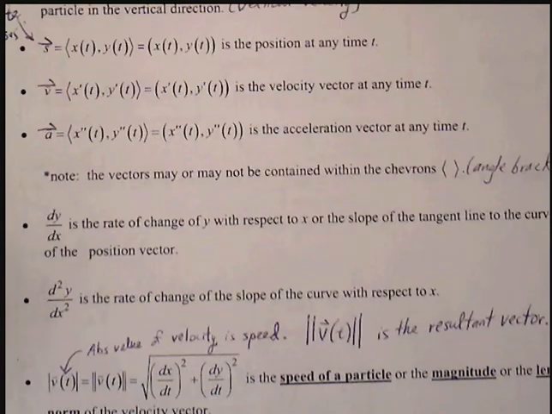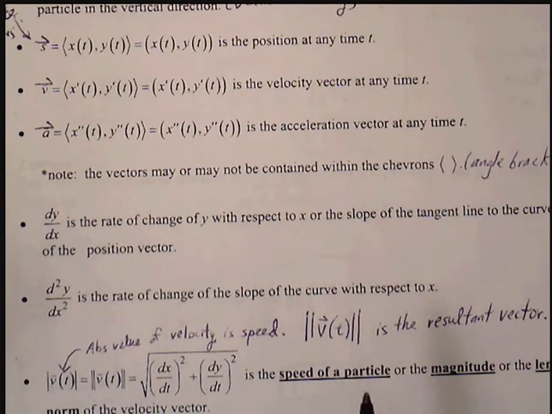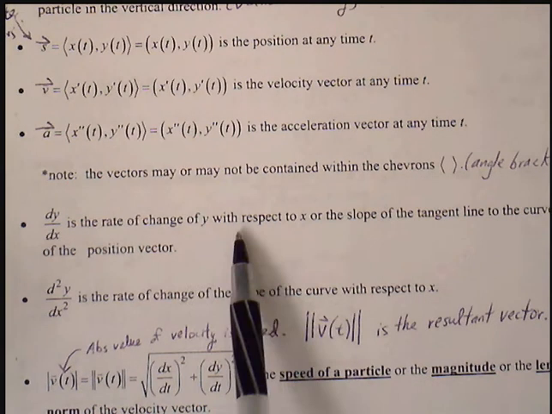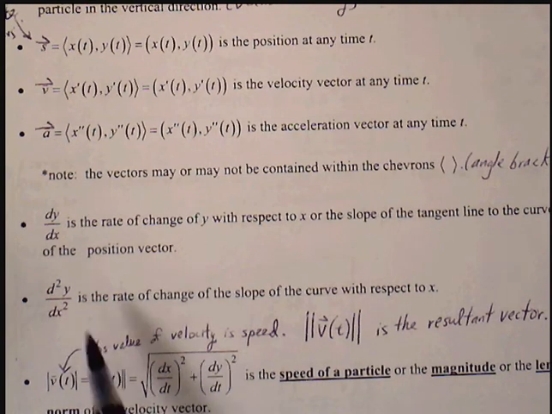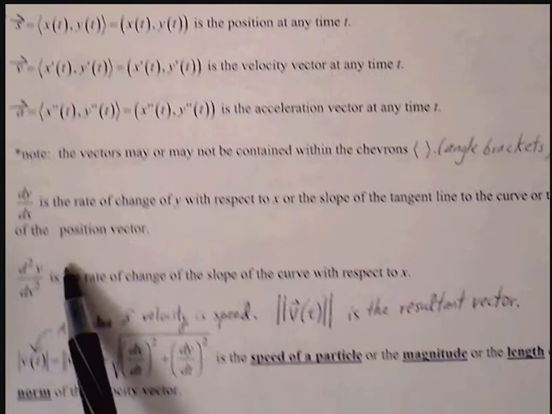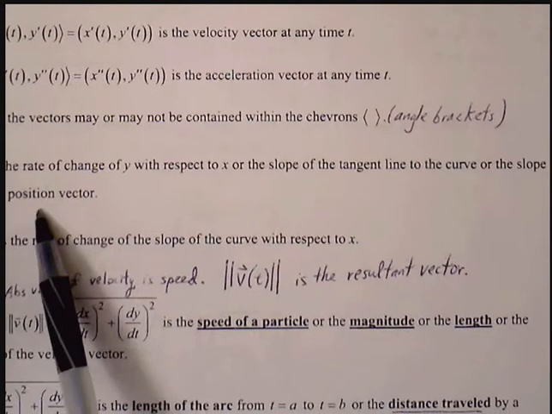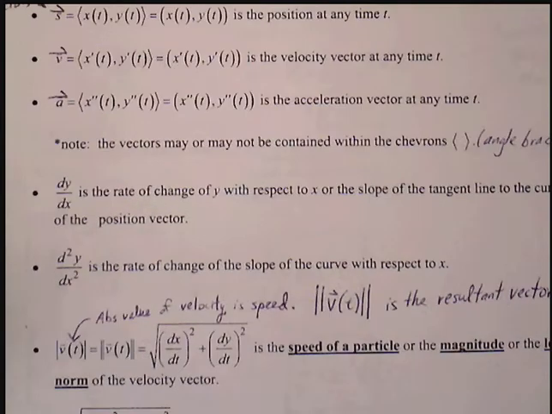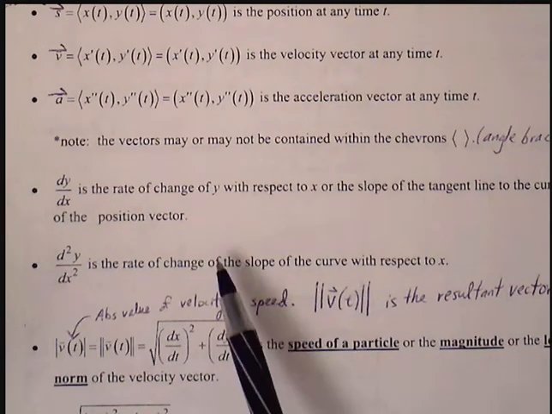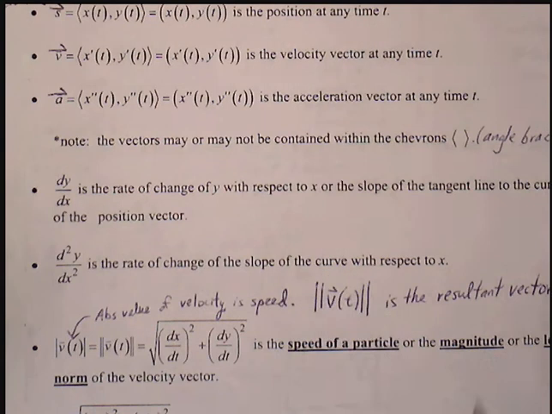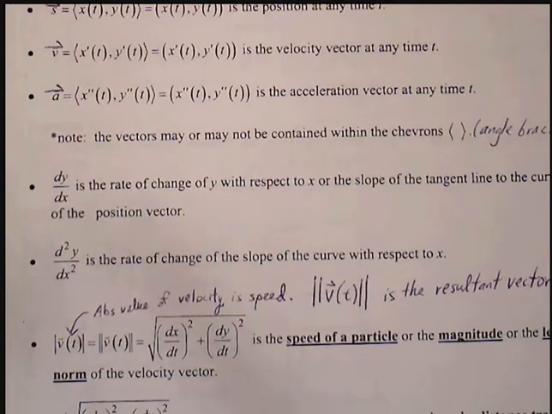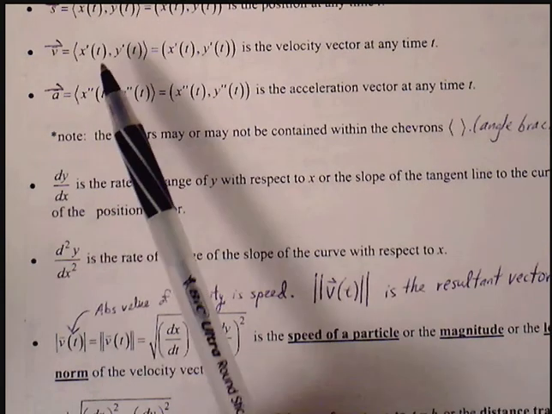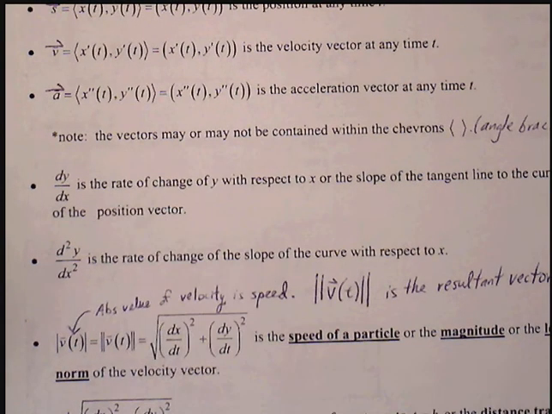All right, dy over dx. This is the rate of change of y with respect to x, or the slope of the tangent line to the curve, or the slope of the position vector. And then d2y over dx2, this is the rate of change of the slope of the curve with respect to x. So we've seen all this before from the last set of notes, but now we're looking at these through the lens of particle motion.